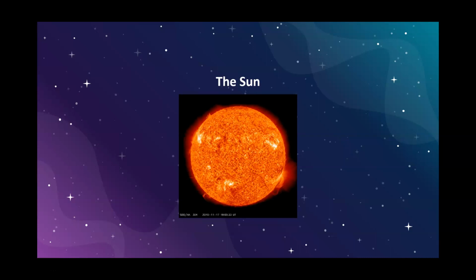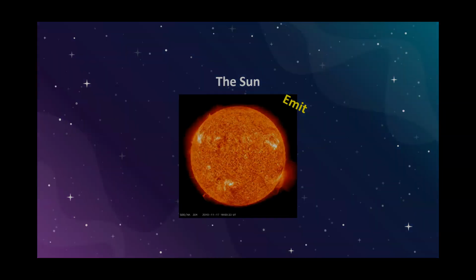So first of all, the sun. Does the sun emit or reflect light? Take a second, think about it. So the sun emits light. Okay, it gives off its own light. It's a big ball of energy giving off light.